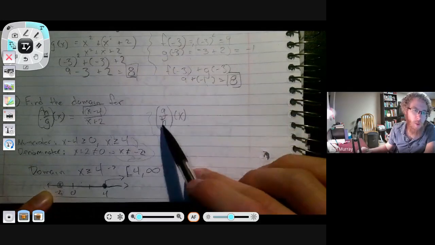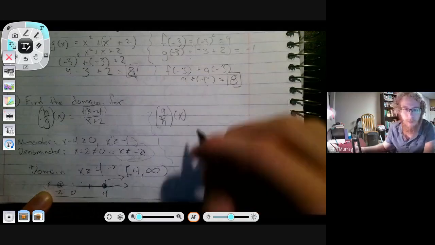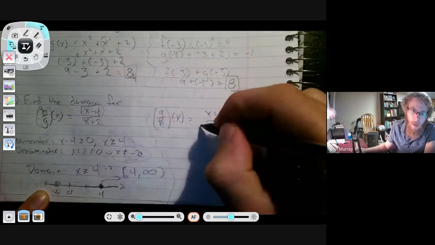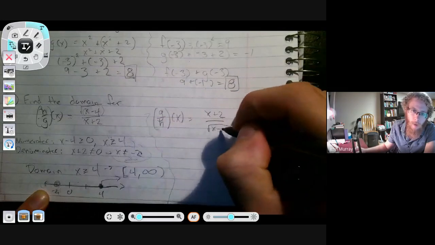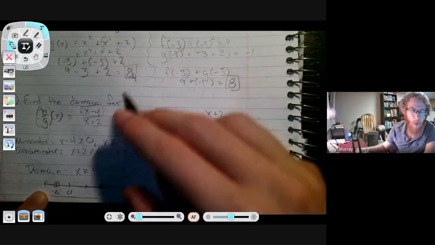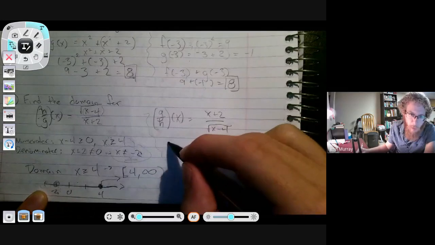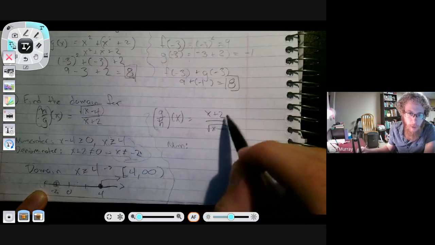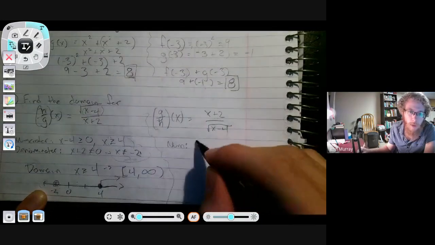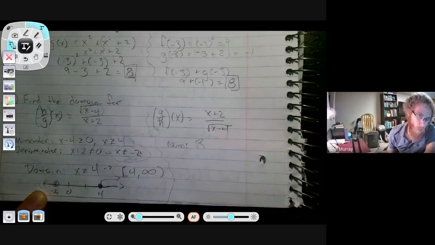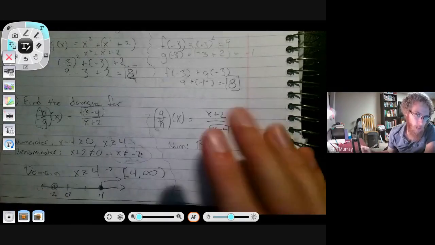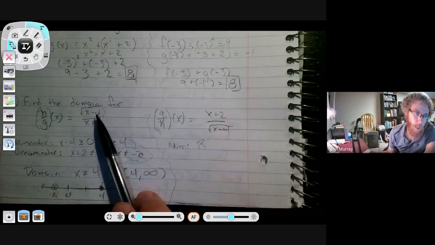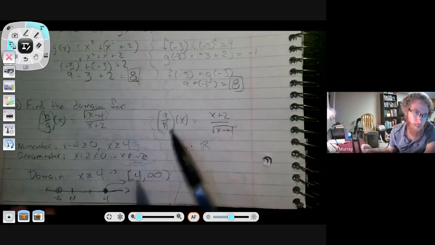Now let's flip it. Let's do g over h of x. Well, g was x plus 2, and my h was the square root of x minus 4. Again, let's take a look at them separately. So first we have the numerator. Well, in the numerator, this is the normal polynomial. So my domain is all real numbers for the numerator, okay? I no longer have any restrictions here. All right, not like this because I had a square root.